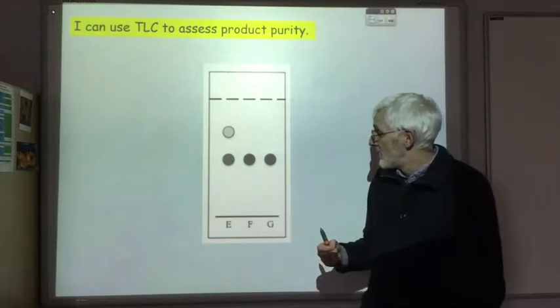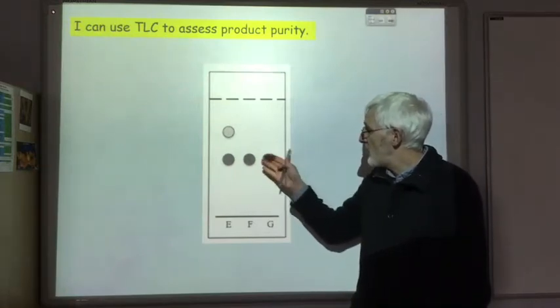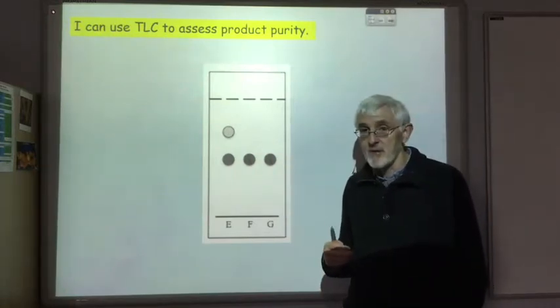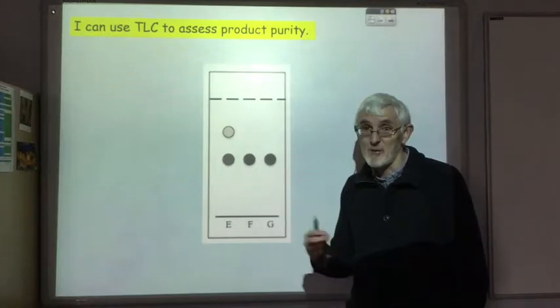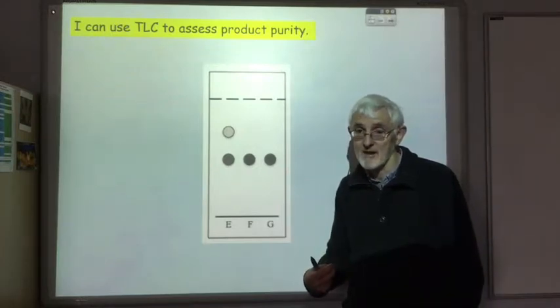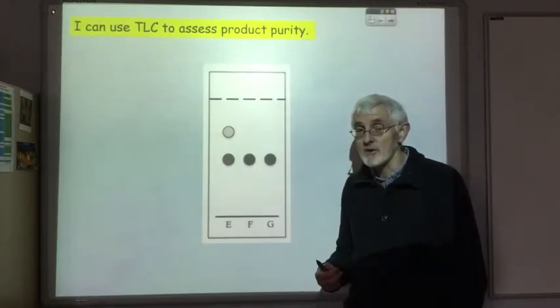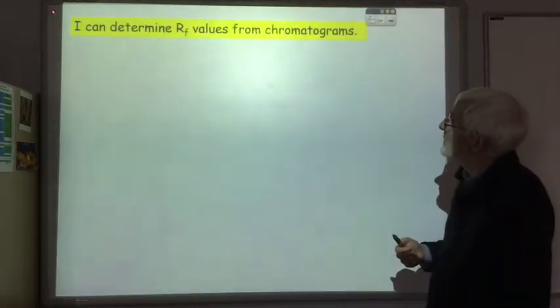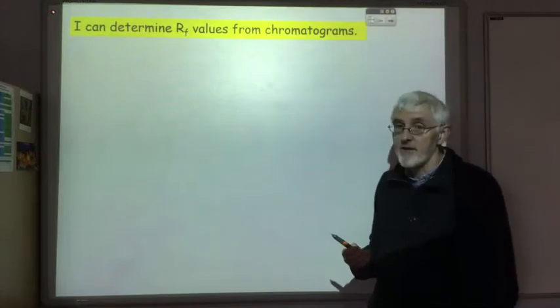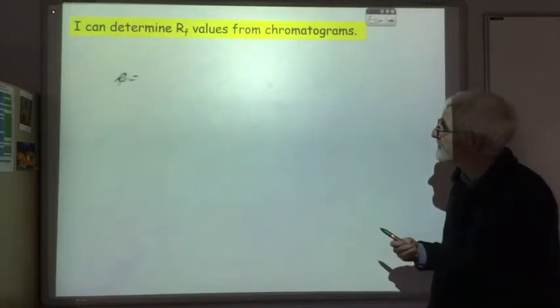So having only 1 spot produced in the chromatography plate means we've got a pure product. What that doesn't show is it's the pure product we're hoping to make. In order to determine that, we have to look at RF values. So we have to determine RF values from chromatograms.